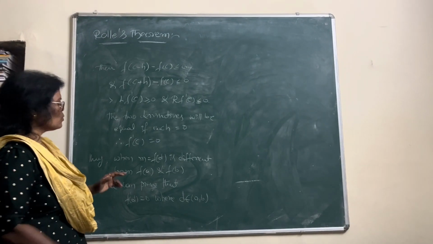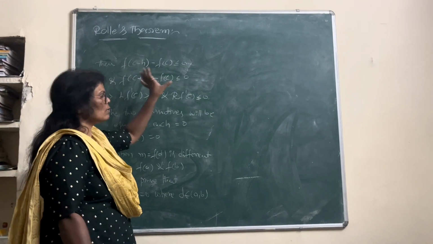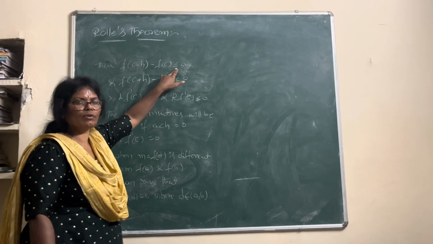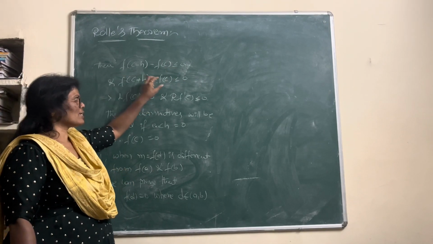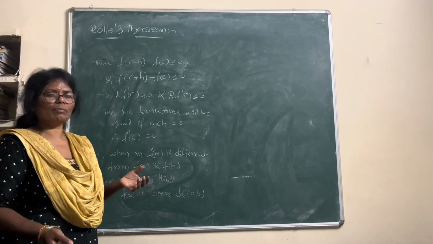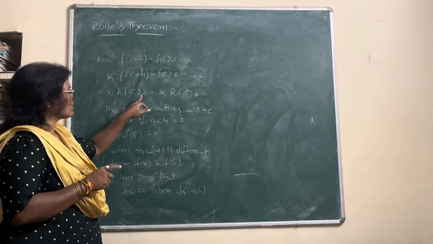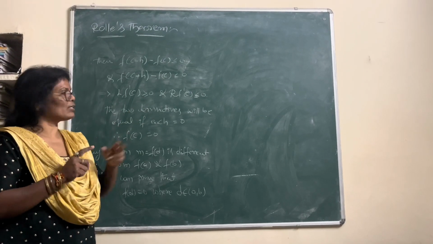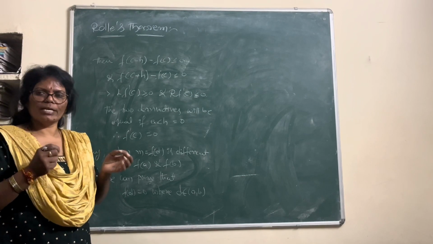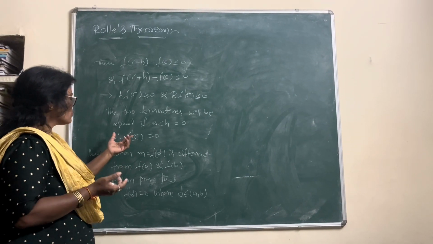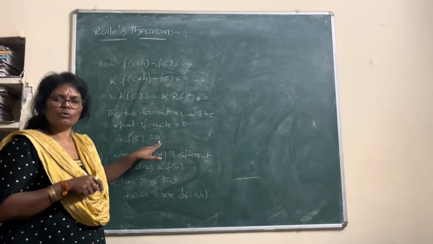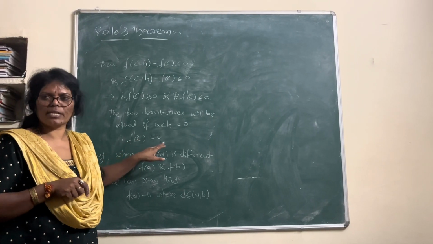So now we are saying these two are less than or equal to 0. F of c minus h minus f of c is less than or equal to 0, and f of c plus h minus f of c is also less than or equal to 0. That means the left hand derivative is greater than or equal to 0, and the right hand derivative is less than or equal to 0. That means the two derivatives will be equal to each other, and that should be equal to 0. So the derivative at the constant value should be equal to 0. That is, f dash of c is equal to 0.